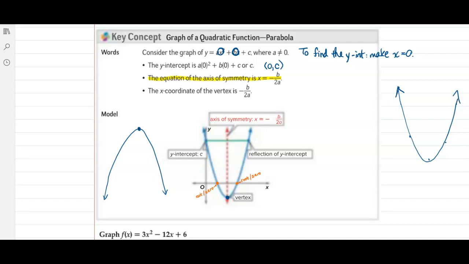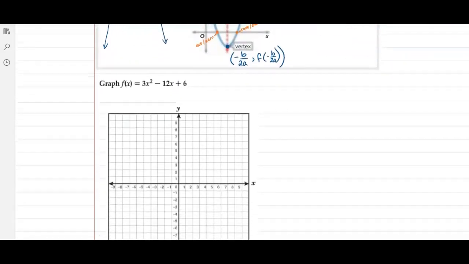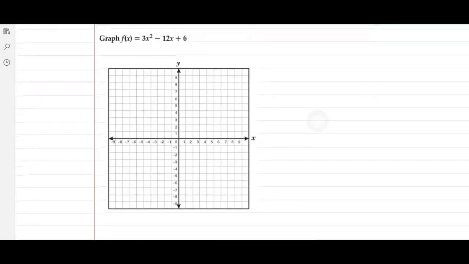And then finally, when we know the axis of symmetry, we automatically get the x-coordinate of the vertex. The y-coordinate, we need to plug the x-coordinate back into the problem to figure out the y-coordinate. And it'll make more sense as we practice with actual examples. Let's try this first one.